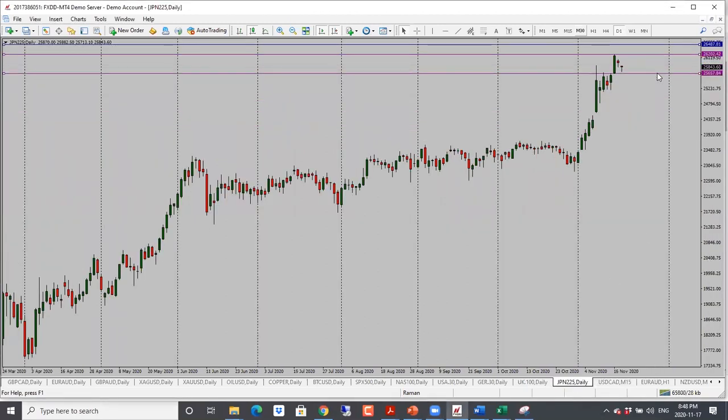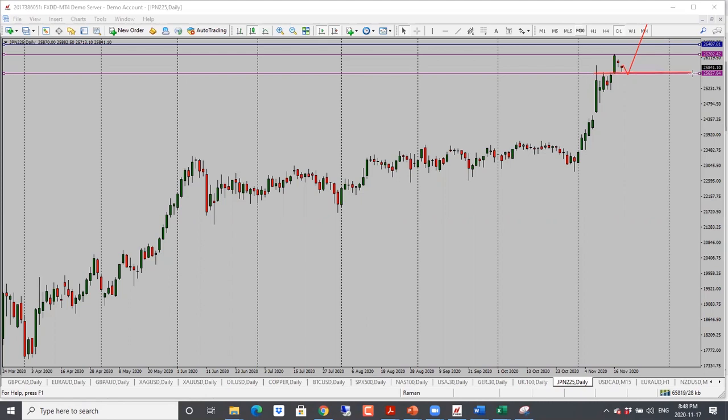Nikkei hasn't really done a whole lot. Very, very small candle close. We have seen a sharp increase here in Nikkei, but right now it's holding sideways here. So we may see a drop. It is into support. If it doesn't go through it, we could see another leg higher. So it could very well do a drop and then a further move higher.